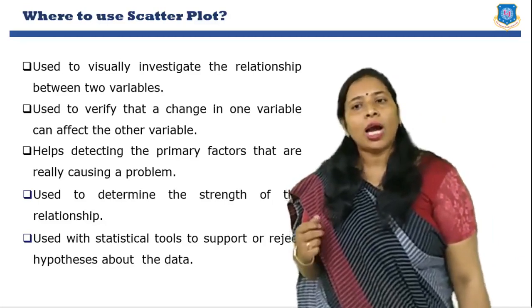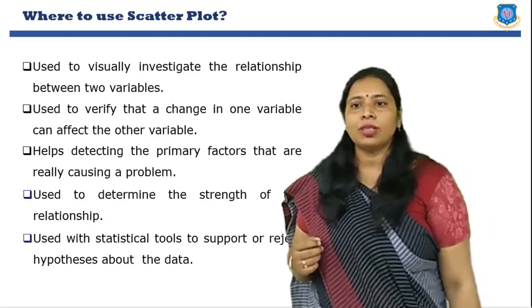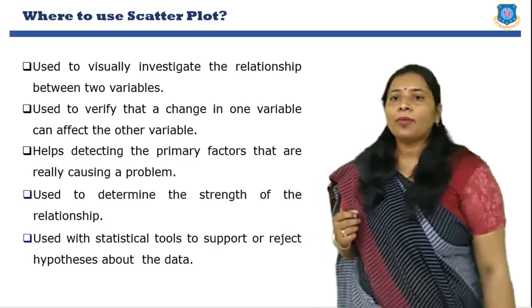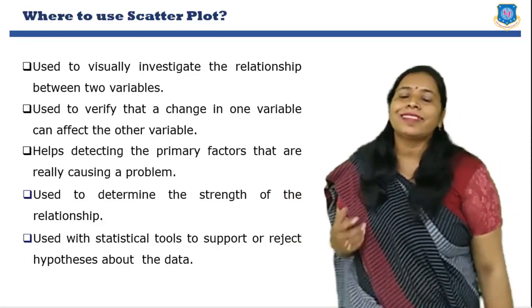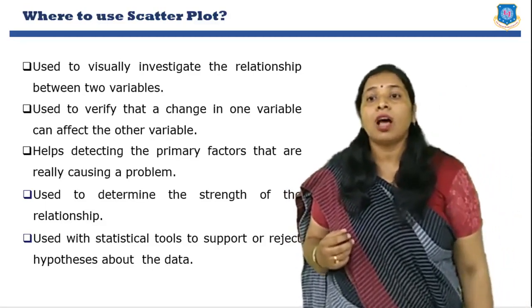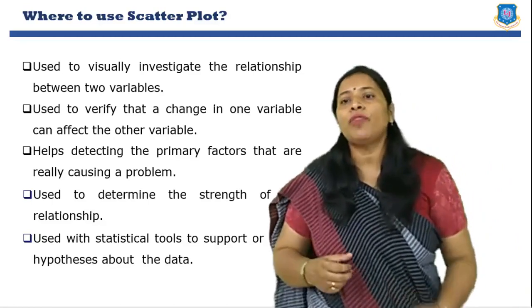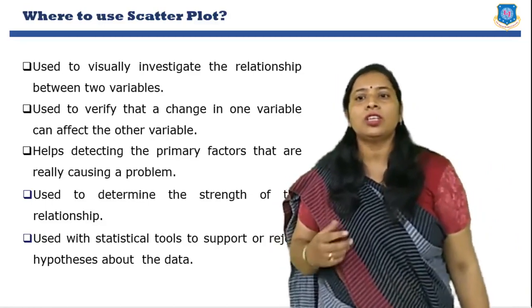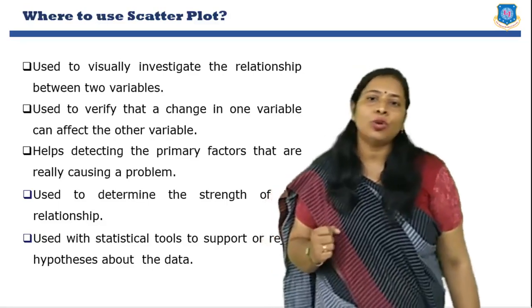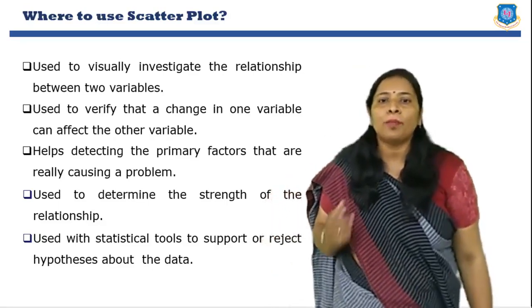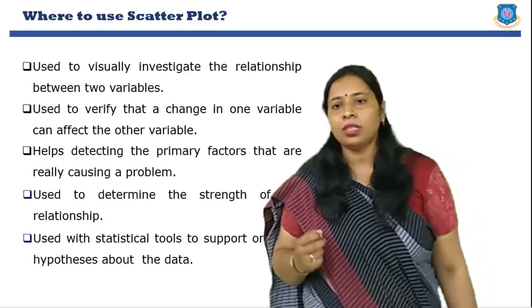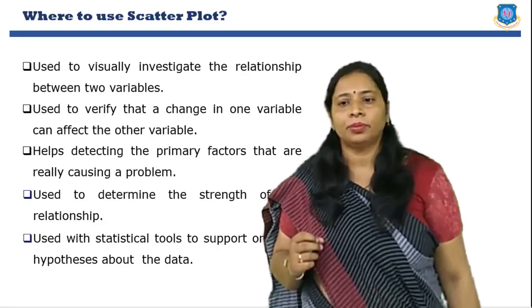So for outlier analysis, you can also use a scatter plot. Scatter plots are also used to determine the strength of the relationship, meaning how much two variables are correlated with each other or not. It is also used with statistical tools to support or reject hypotheses about the data.